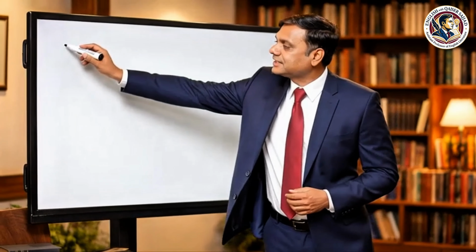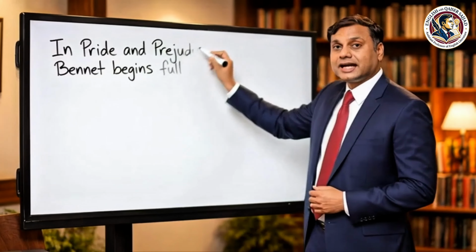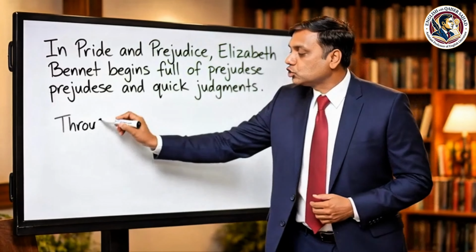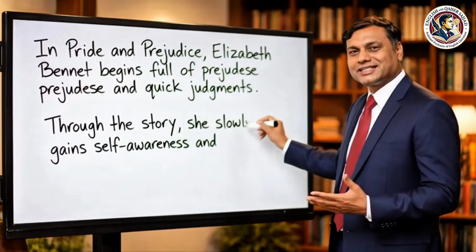In Pride and Prejudice, Elizabeth Bennet begins full of prejudice and quick judgments. Through the story, she slowly gains self-awareness and wisdom.